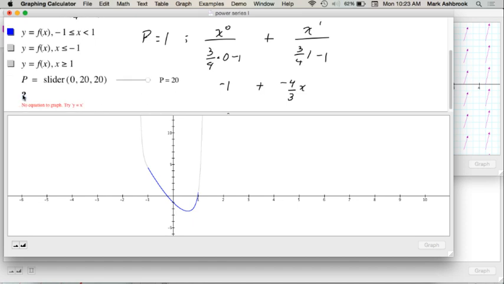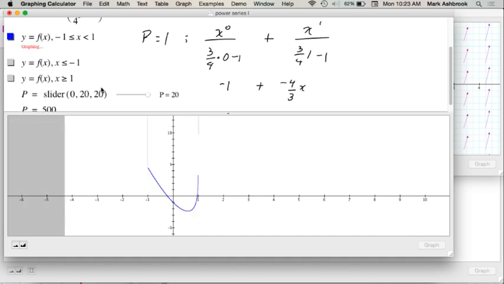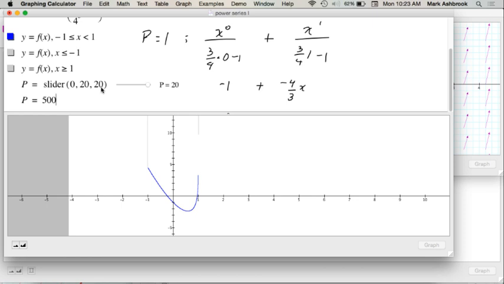So if we do say p equals something big like 500, it takes GC a little time to do that. That's a lot of work. But now we're getting a really good idea of between -1 and 1 what function that power series is converging to. But then outside of that, whirling off to infinity for all x values. Okay, does it make sense? Okay, you try.